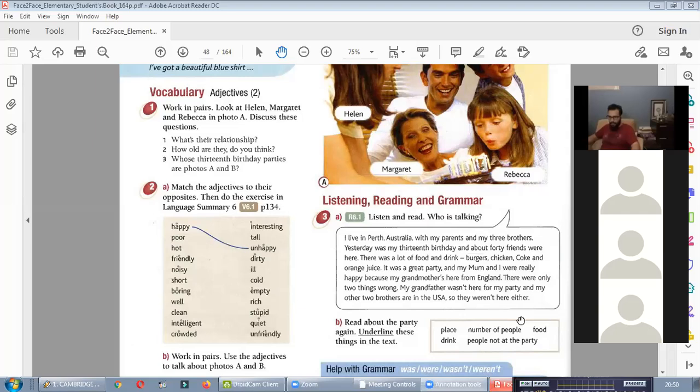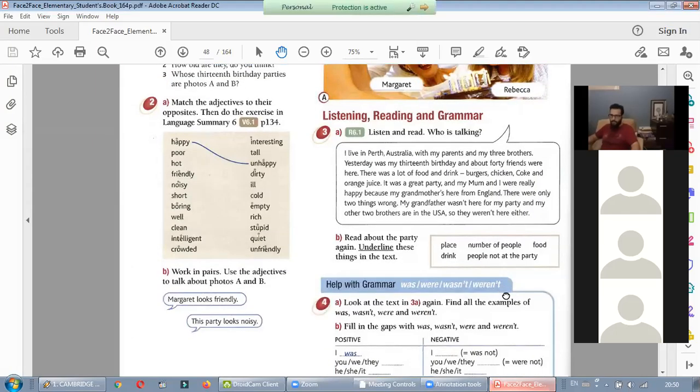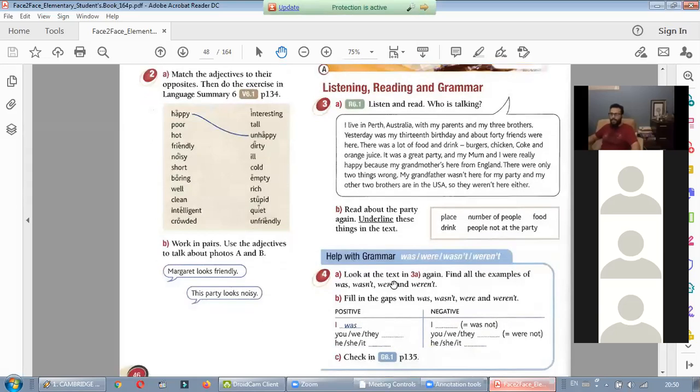Let's check the grammar question. Let's check number 4. Okay, number 4 says, look at the text again. Find all the examples of was, wasn't, were, weren't. Okay, let's find them and let's underline them, okay? So we just look for was, wasn't, were, weren't.